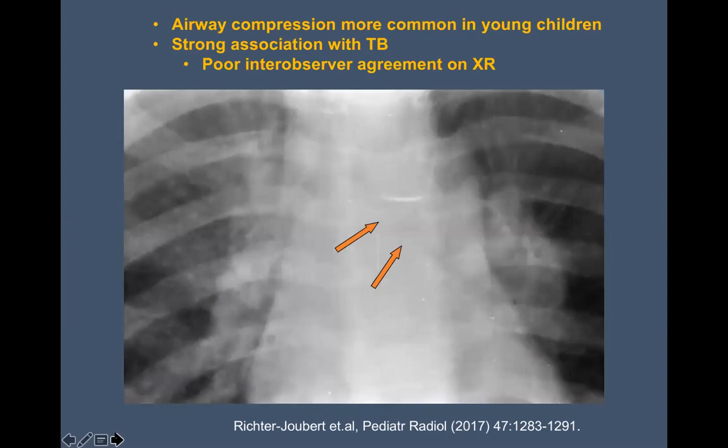So airway compression is actually much more common in young children. And so if you have airway compression and you see lymphadenopathy, then that's a very strong association and it should very strongly suggest tuberculosis to you, even though obstructive emphysema and atelectasis is extremely common in children for many, many other reasons. So once again, the lymphadenopathy is the key to drawing that conclusion, but you may or may not be successful in seeing it. So we don't always agree as radiologists about these findings when we see them.